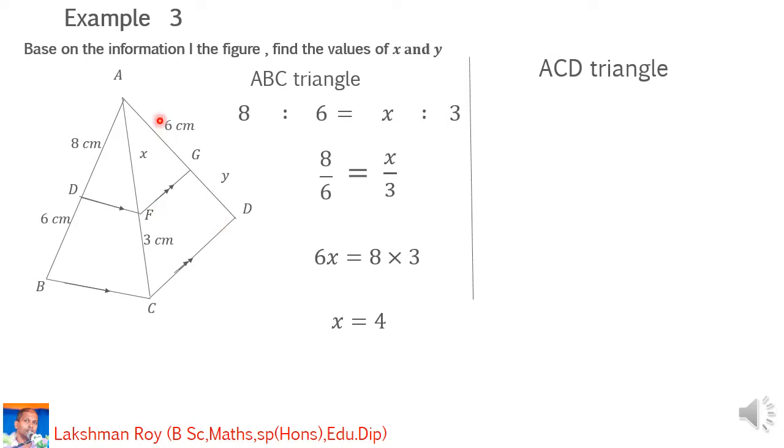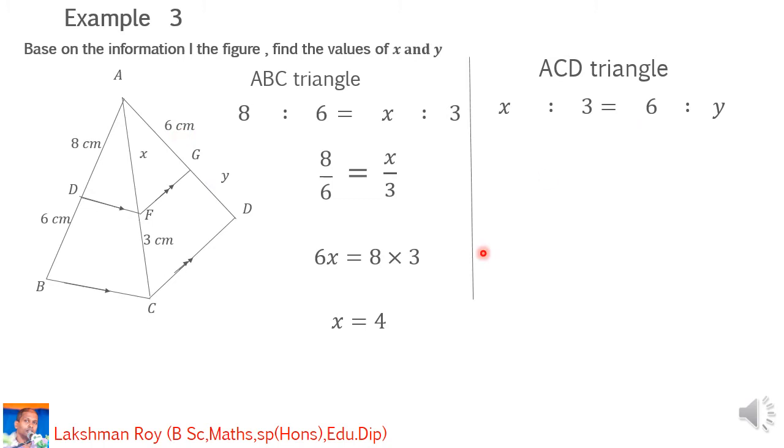So the ACD triangle. FG is drawn parallel to CD. That means the other two sides, AC and AD, divide proportionally. Now write the ratio. x is to 3, so the small length is 3, then 6 is to y. So that is the proportion.